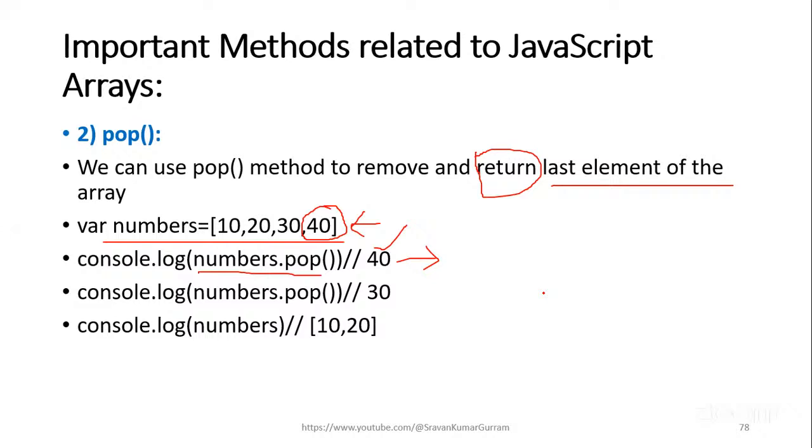Suppose you write the same code again, console.log numbers.pop. After popping the 40, we have the elements 10, 20, 30 only. In that, the last element is 30, so that last element 30 will be deleted. After that, I want to check how many elements the array has. Console.log numbers. We have only two elements, 10, comma 20, because 40 is removed and 30 is also popped. This is how to implement the pop method.